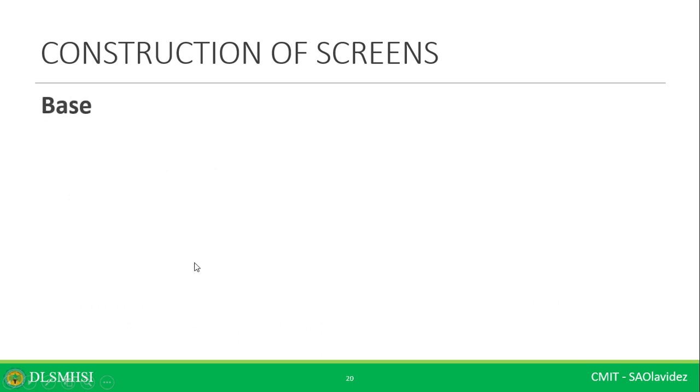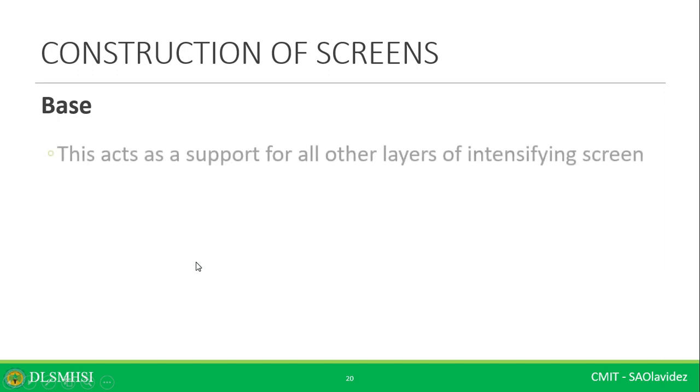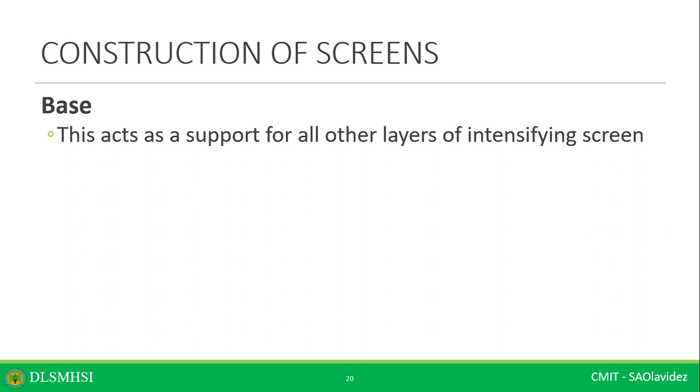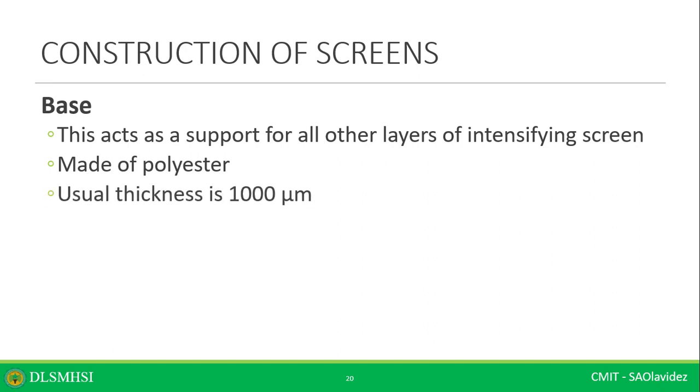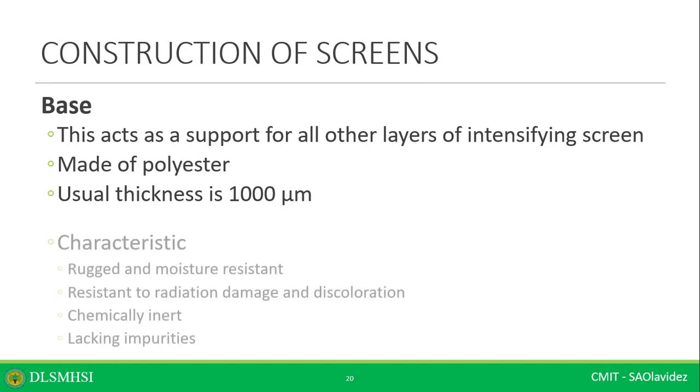The layer that is farthest from the film is the base material. It acts as a support for all other layers of the intensifying screen, especially the active phosphor layer. Cardboard was first used as base material but was replaced by polyester because of polyester's durability. The usual thickness of the base is 1000 micrometers. A thin base was mostly used for intensifying screens mounted on the rapid film changer used for angiography when digital imaging was not yet introduced. The following are the characteristics of a good base material.